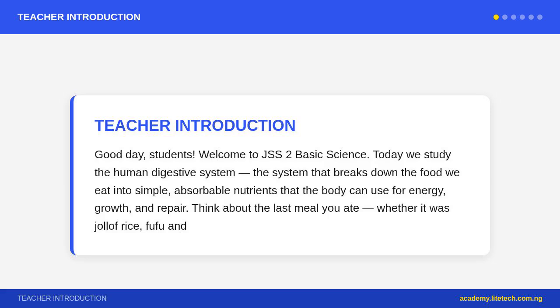By the end of this lesson, you will be able to list the organs of the digestive system in order, describe the function of each organ, distinguish between mechanical and chemical digestion, explain the role of enzymes in digestion, and describe how nutrients are absorbed into the blood. Let us trace the journey of food through the body.